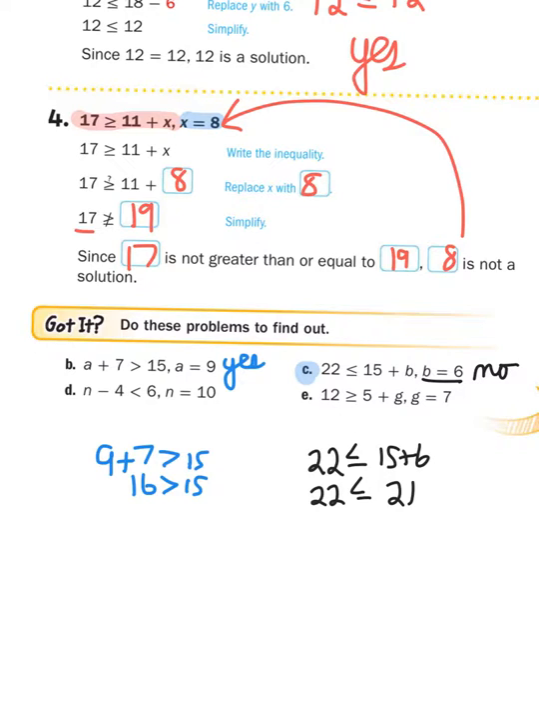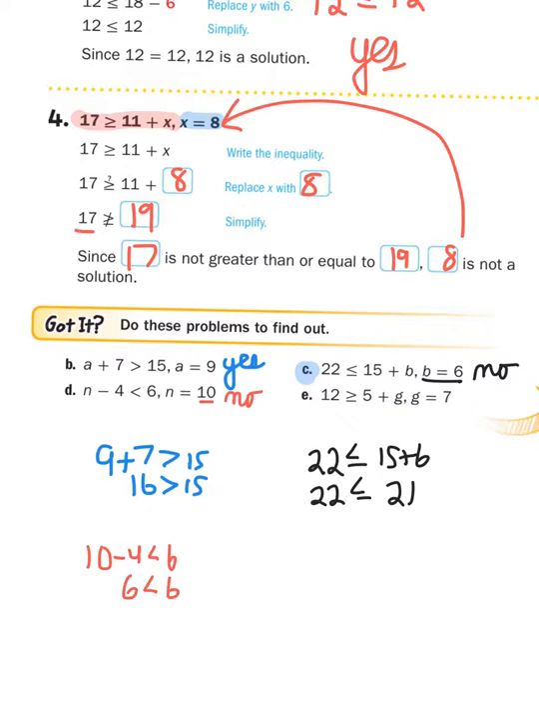All right, so let's check out D. We have the inequality n minus 4 is less than 6, and we're testing 10. So I'm going to write that 10 minus 4. Is that less than 6? Well, 10 minus 4 is 6. Is 6 less than 6? No. 6 is equal to 6. It's not less than 6. So for D, you should have no.